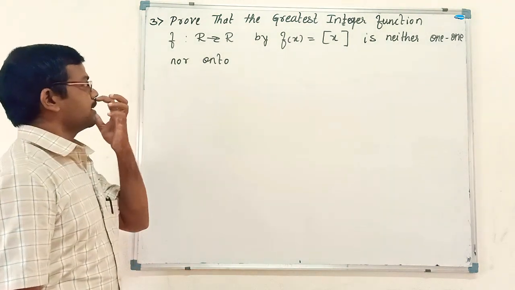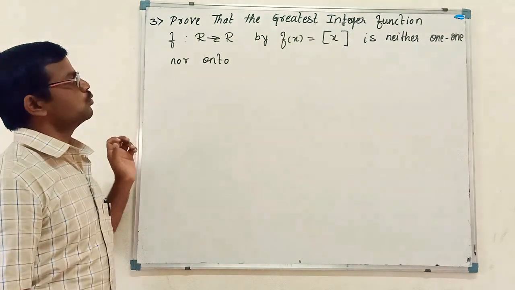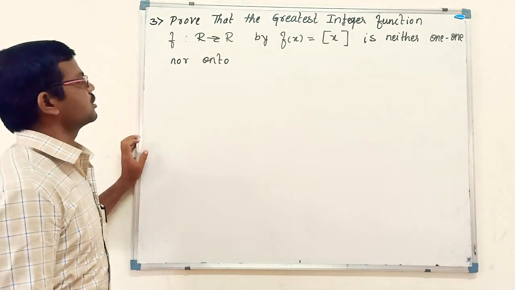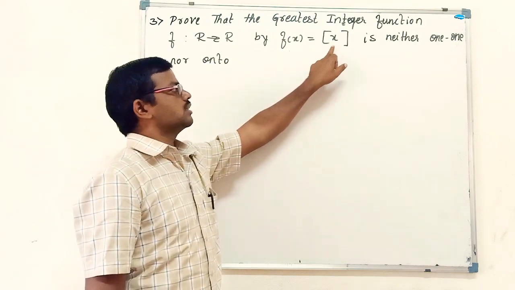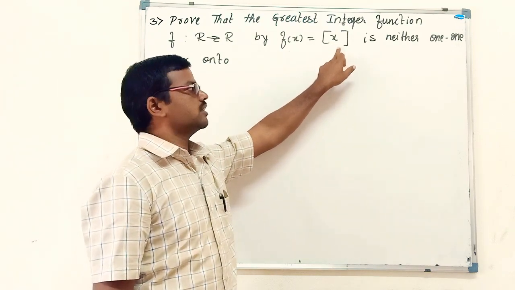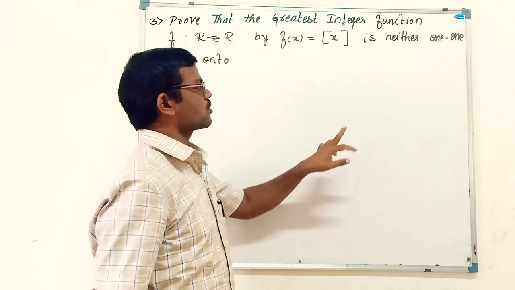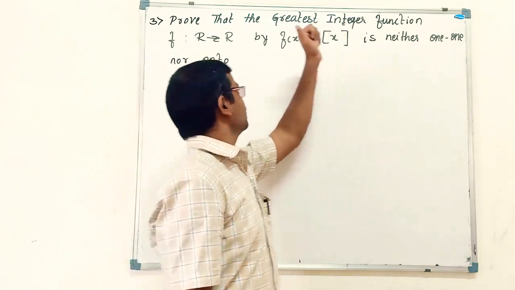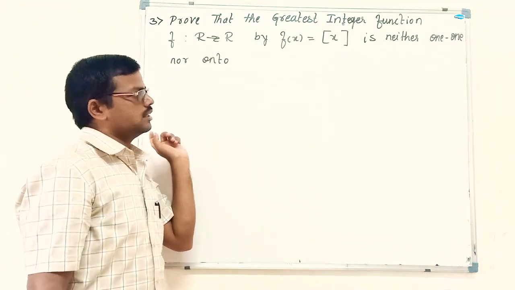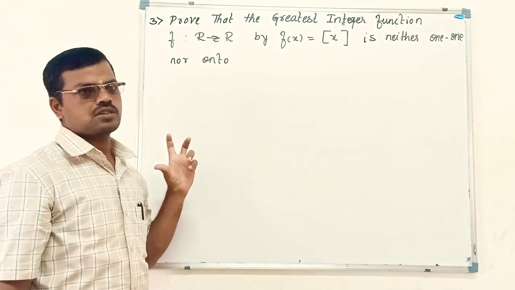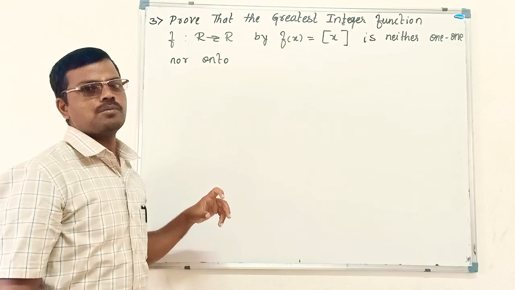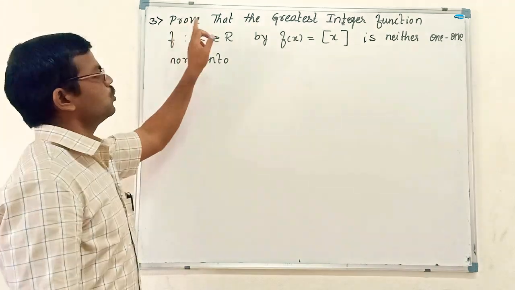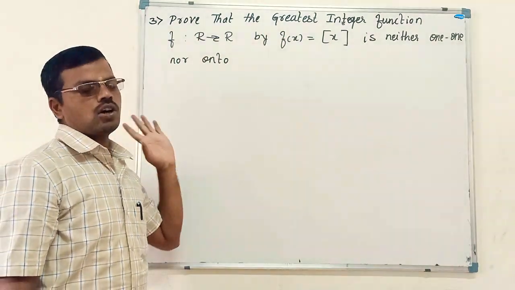So let me start with a question. Prove that the greatest integer function f from R to R given by f of x equal to the greatest integer of x, indicated in the square bracket, is neither one-one nor onto. Very important. This is a possible question for 2 marks. Sometimes they may ask for 3 marks also. So we have to prove it is neither one-one nor onto.